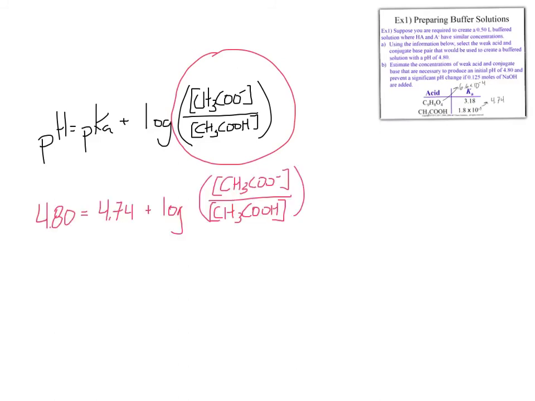Okay, so we want a pH of 4.8. We found the pKa was 4.74, and so then we can just solve for this ratio right here. That's going to be taking the inverse log of 4.8 minus 4.74. And so the ratio of acetate to acetic acid that we want to achieve is about 1.1, and that'll give us a pH of 4.80. So it's close to 1, close to the same concentrations.